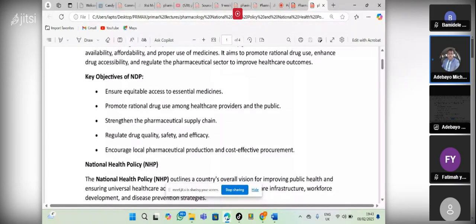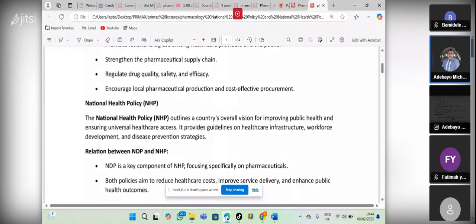These are the key objectives of national drug policy. It's to ensure equitable access to essential medicines, and to promote rational drug use among healthcare providers and the public, so that some areas will not get more drugs and some areas will not get at all. It is also to strengthen the pharmaceutical supply chain, and to regulate drug quality, safety, and efficacy. If these policies were actually working in our country, Nigeria, at the moment, we would not be having all those fake drugs, because this is their function, to ensure that the quality of drugs is what it should be, and people should take safe drugs.